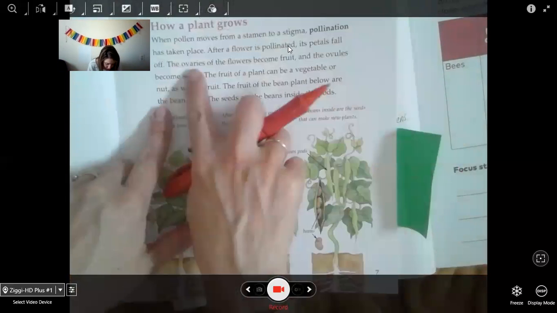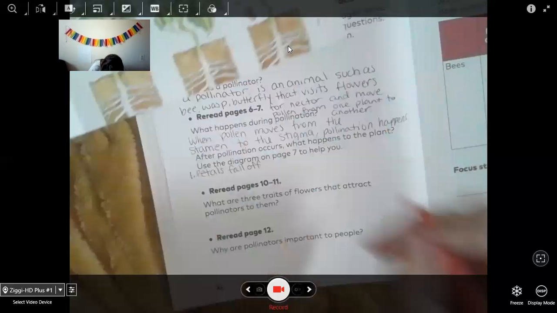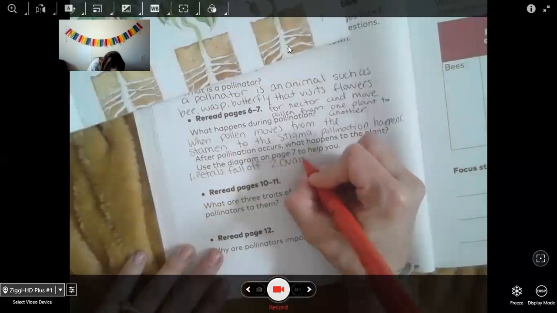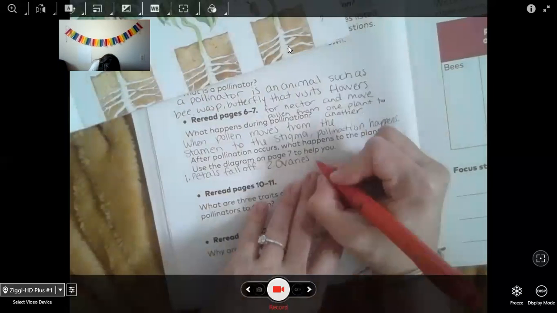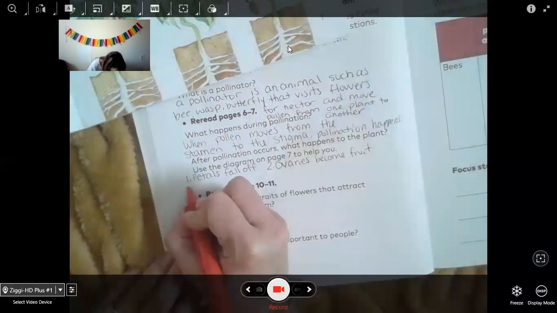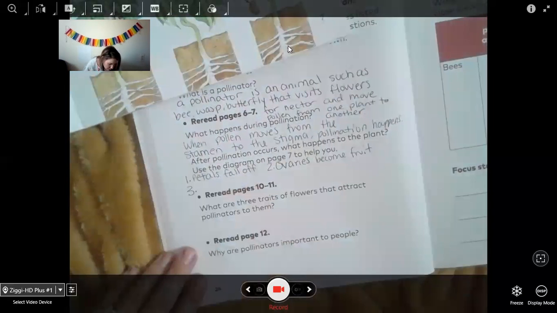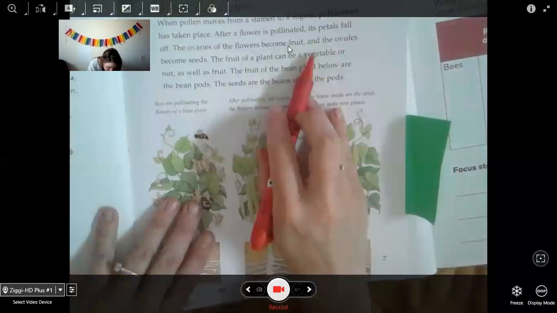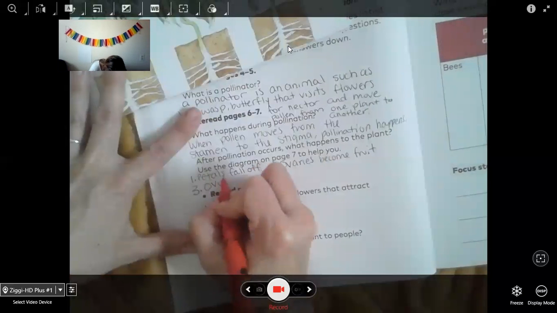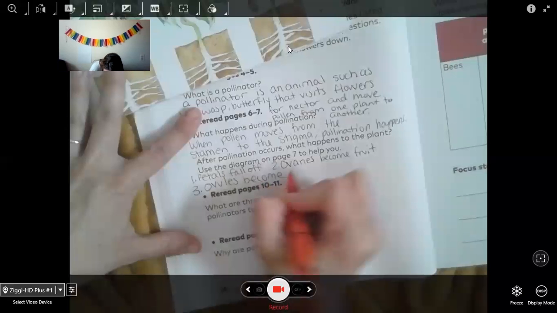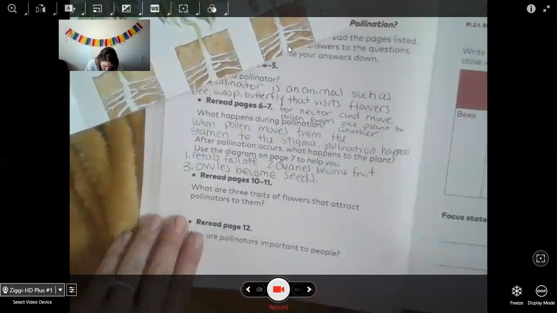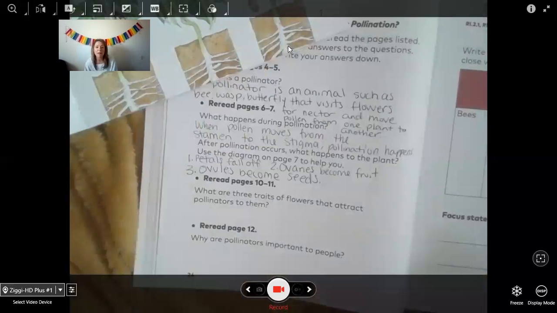The ovaries of the flowers become fruit. Okay, that's something else that happened. The ovaries become fruit. And the third thing is the ovules become seeds. Ovules become seeds. Okay, so that is the three things that happen after pollination occurs.